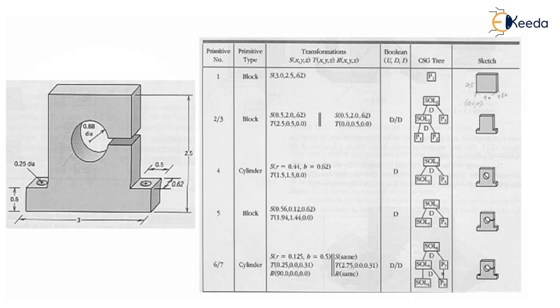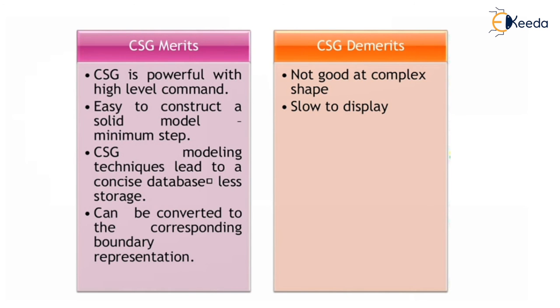Primitives, everyone already knows: block, cylinder, cone, torus. These are the primitives. CSG merits and CSG demerits. CSG is powerful with high level commands, and it is easy to construct a solid model in minimum steps. The modeling technique leads to a compact database and less storage. It can be converted to the corresponding boundary representation. CSG demerits: not good at complex shapes, slow to display.